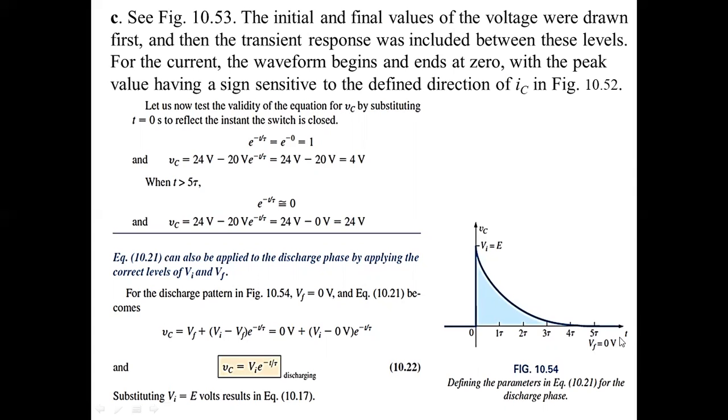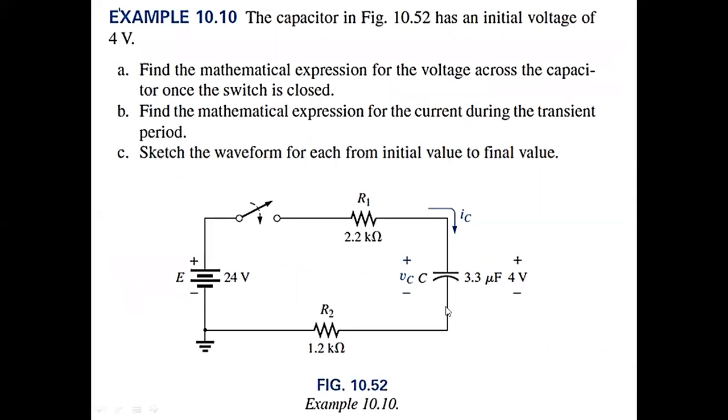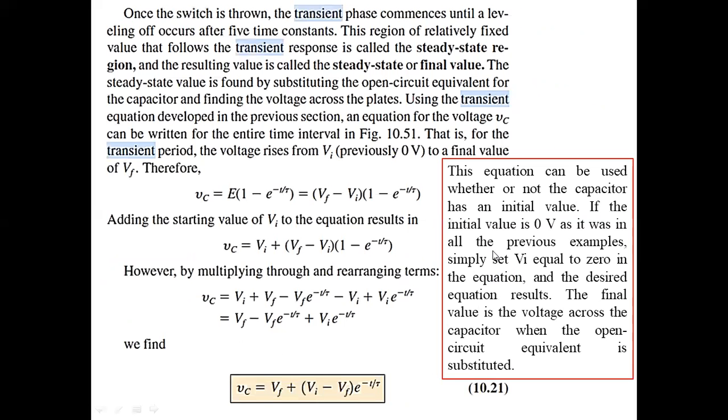So putting the value of Vf equal to 0 over here, we will get Vi e raised to power minus t by tau. So the formula for the Vc in the discharge phase having some initial value is Vc equal to Vi e raised to power minus t by tau, and Vi is this initial value. So that was all about the initial value condition.